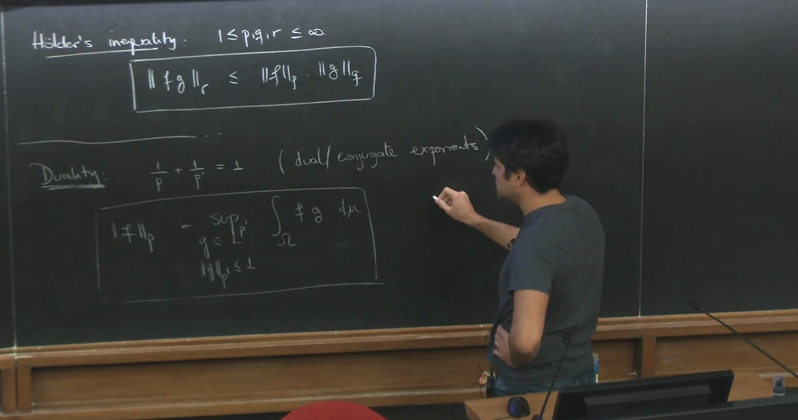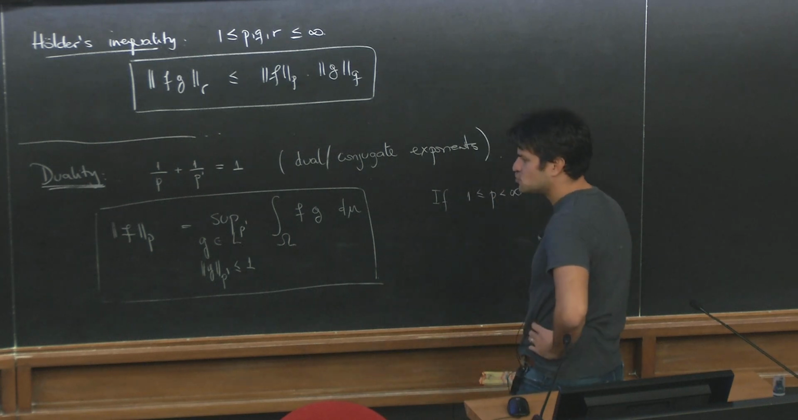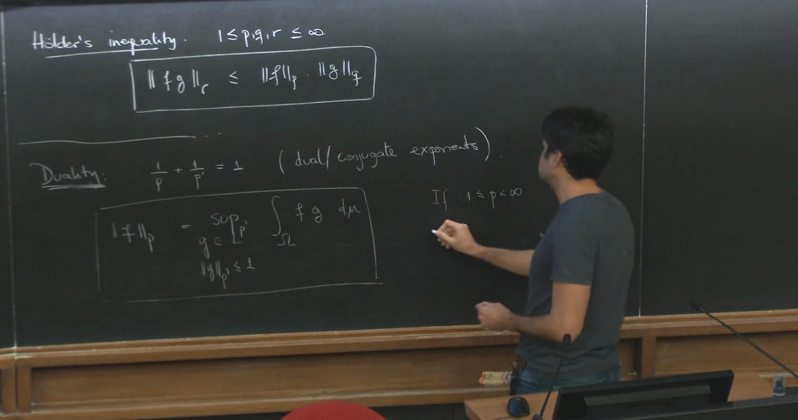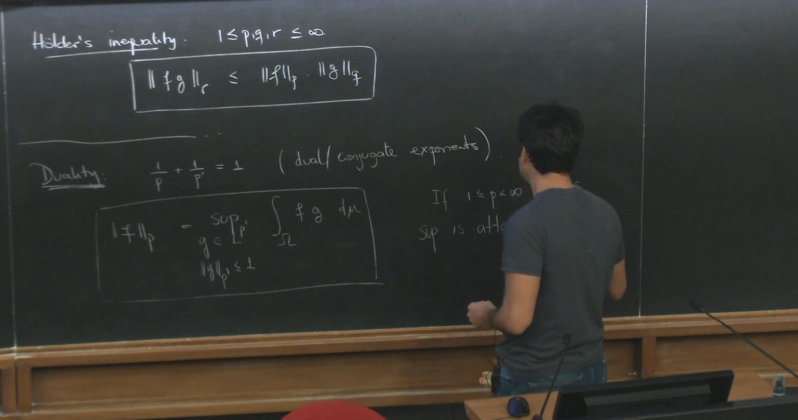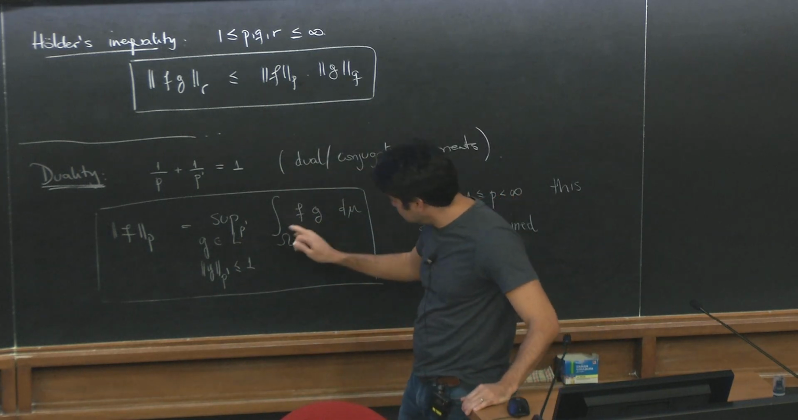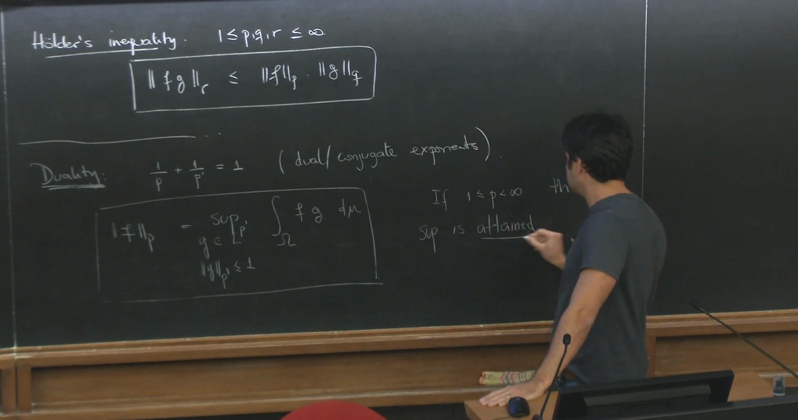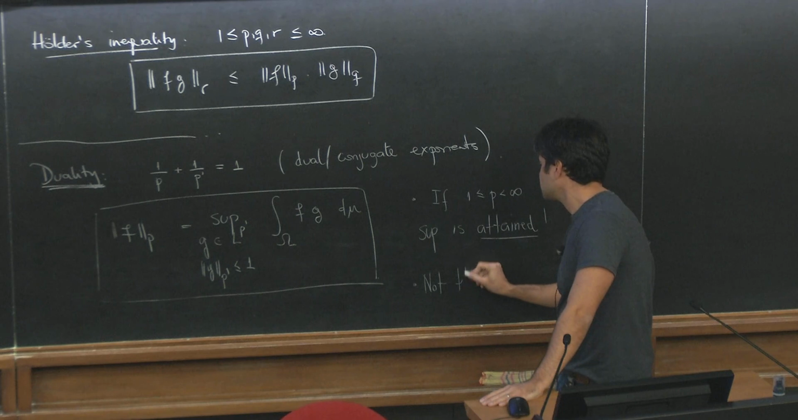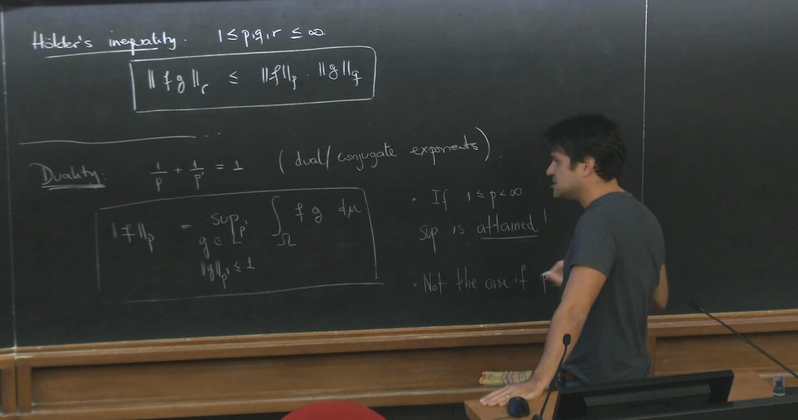And I commented to you that if 1 is less than or equal than p less than infinity, this supremum is actually attained. Meaning that you can actually find a function g in LP prime such that this integral is equal to this LP norm. So the supremum is attained, therefore it's a maximum. This is not the case if p is equal to infinity.